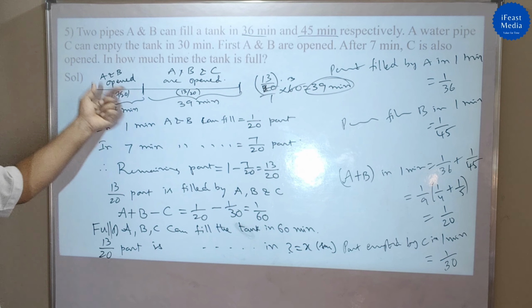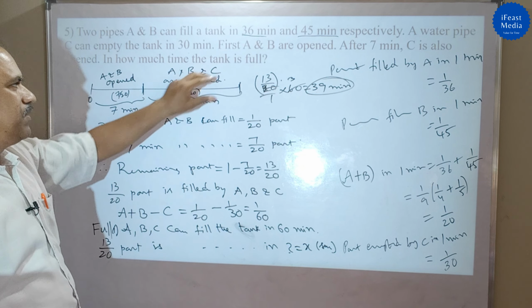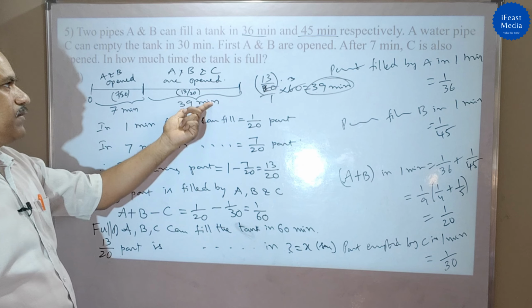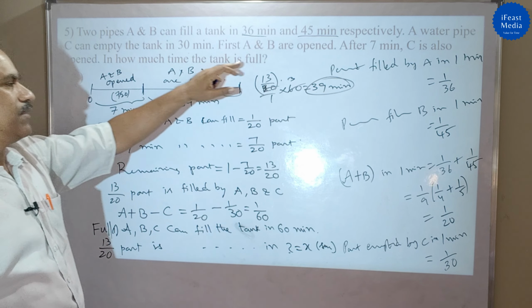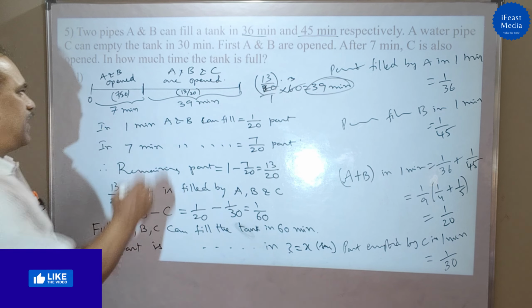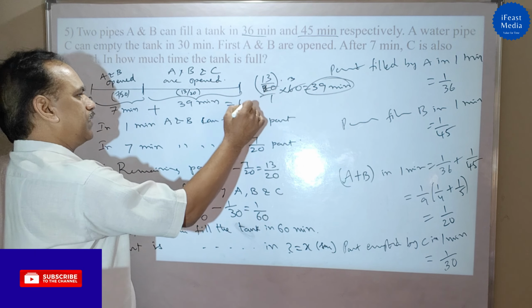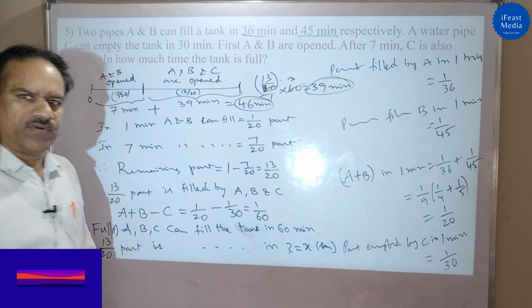The 7 by 20 part is filled by A and B in 7 minutes. The 13 by 20 part is filled by A, B, C in 39 minutes. Totally in how much time is the tank full? That is to be found. So it is 7 plus 39 equals 46 minutes. So the answer is 46 minutes.